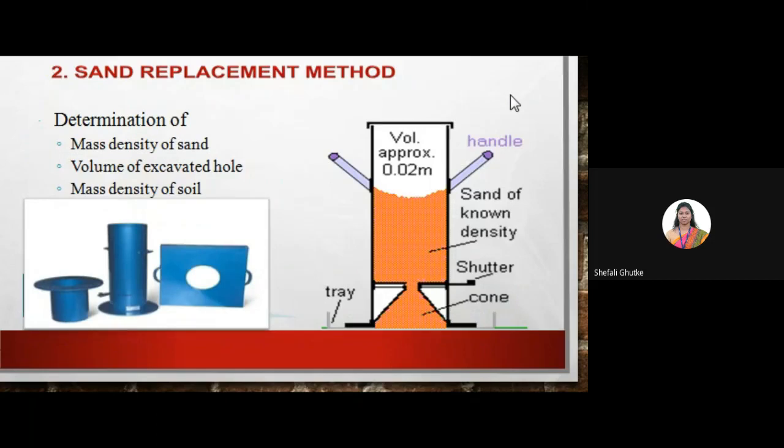Next method is the sand replacement method. Basically, the sand replacement method is used for the determination of mass density of sand, volume of the excavated hole, and lastly, mass density of the soil. Here, this one is the cone, also called the container. This is the calibrated cylinder. This one is the metal tray with the hole.